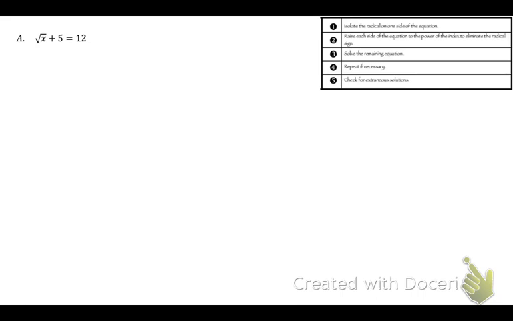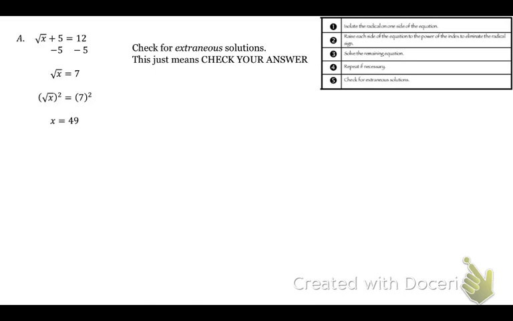So if I have the square root of x plus 5 equals 12, I'm going to subtract that 5, and I get the square root of x equals 7. To get rid of a square root, you square it. So you're just left with x equals 49. And then we have to check these for extraneous solutions.